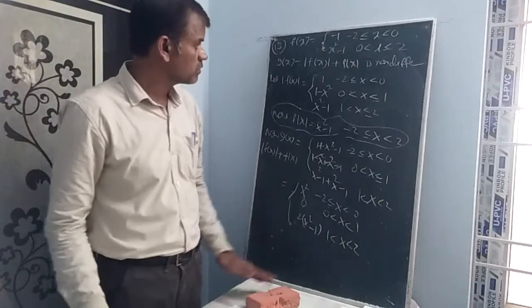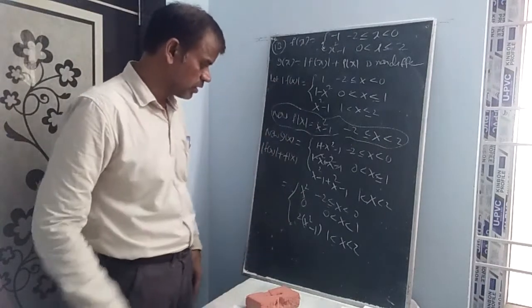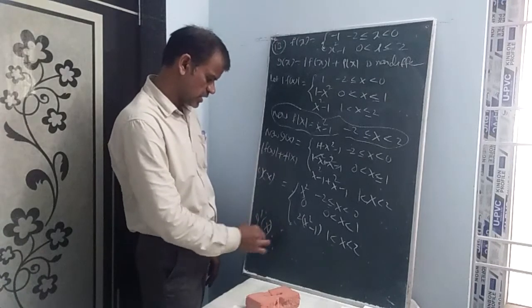Now we have found g of x. We need to find where g of x is non-differentiable. Now this is g of x. Let us write g dash x.